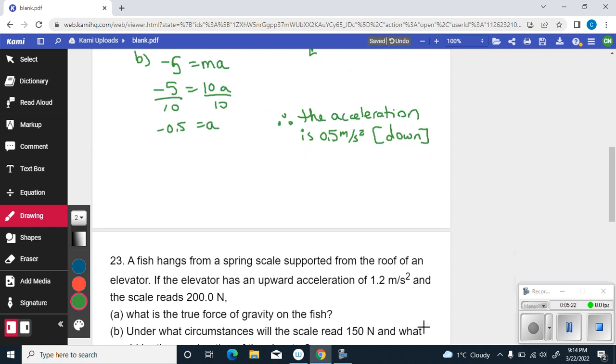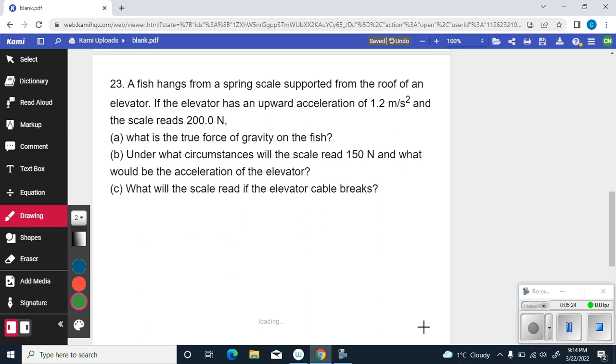Let's do another one. So now we've got a fish hanging from a spring scale supported from the roof of an elevator. Hey, it's almost the same idea. If the elevator has an upward acceleration of 1.2 meters per second squared, and the scale is reading this while accelerating, we want to know the true force of gravity on the fish. We want to know when the scale would read 150 newtons.